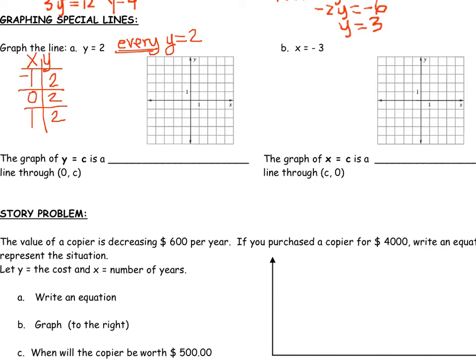Let's plot those. -1, 2 would be right here. 0, 2 would be right here. And 1, 2 is right here. And if we draw a line, that looks like this. So the graph of y equals c, so y equals any number, is a horizontal line through 0c. So every time you have y equals a number, it's going to be a horizontal line through whatever that number is.